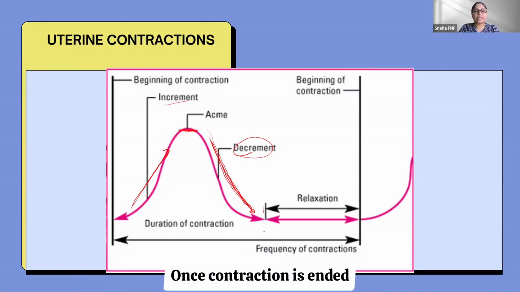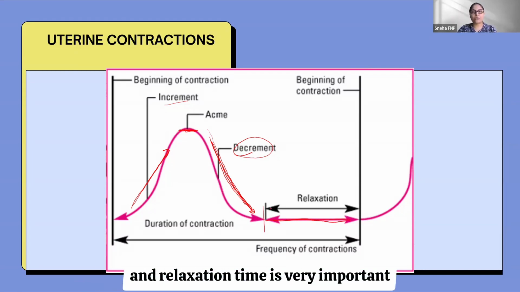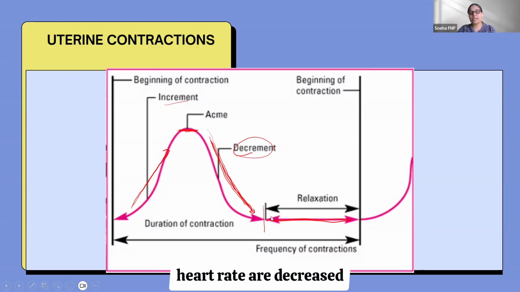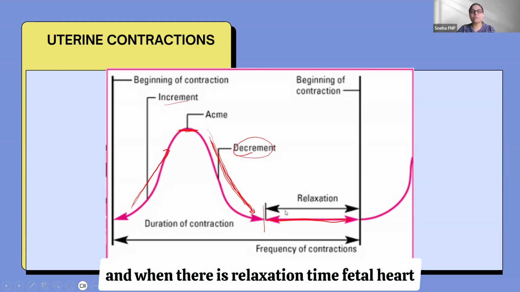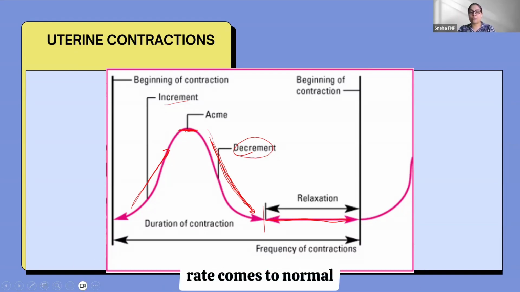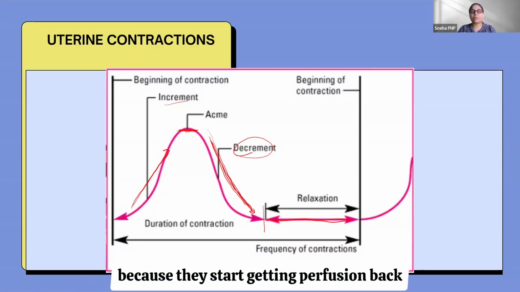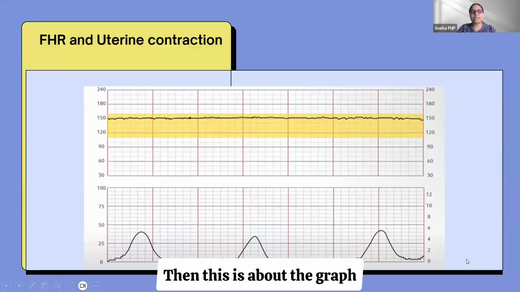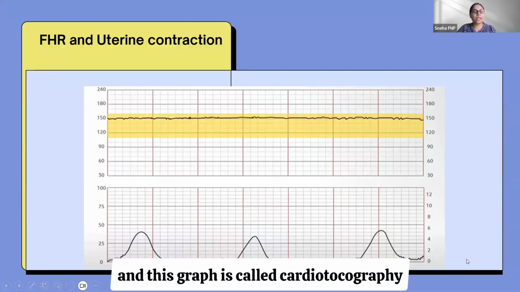Once contraction is ended, then there is relaxation time, and relaxation time is very important because when contraction is present, fetal heart rate is decreased, and when there is relaxation time, fetal heart rate comes to normal because they start getting perfusion back. Then this is about the graph, and this graph is called cardiotocography.